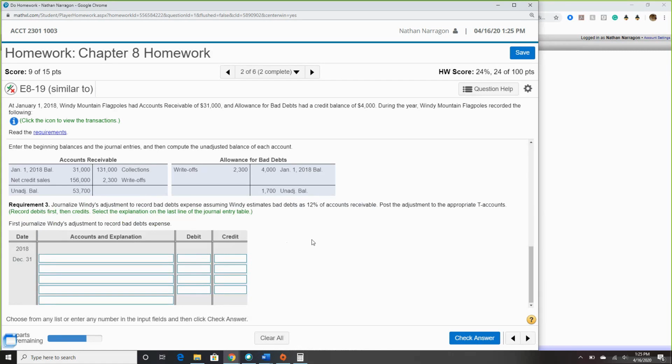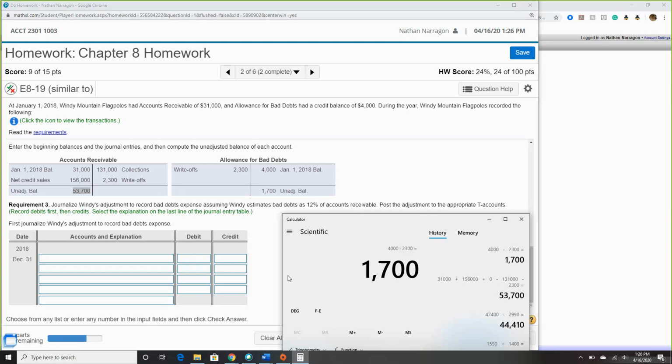And now we have generalized Wendy's adjustment to record bad debt expense, assuming Wendy's estimate bad debt at 12% of accounts receivable. Post the adjustment to the appropriate T accounts. Again, always record debit first, then credit, and explain. So with this requirement 3, it's 12% of your accounts receivable. Currently, our accounts receivable is $53,700. And that will be our ending. So times 0.12.